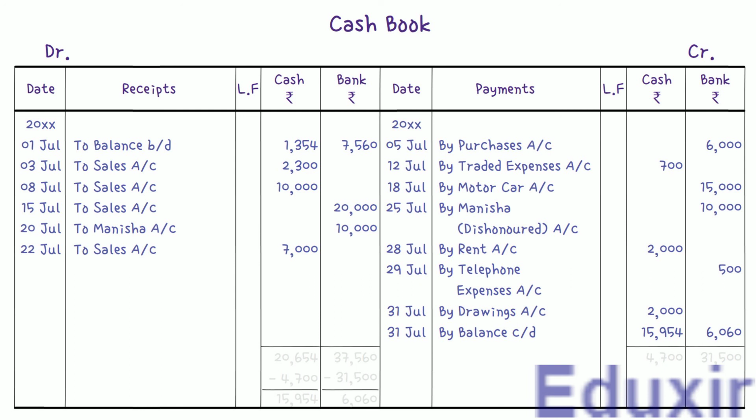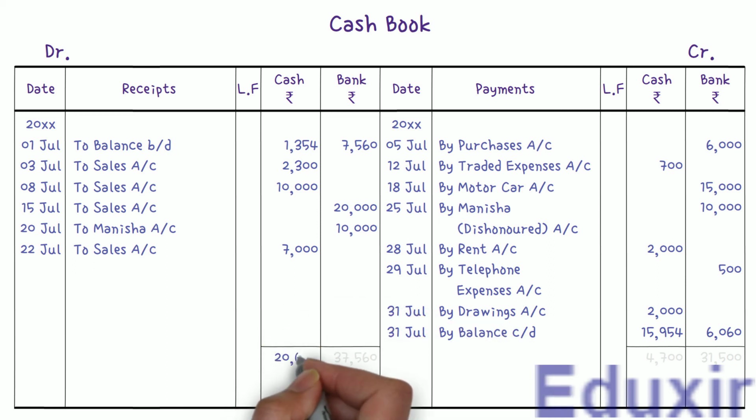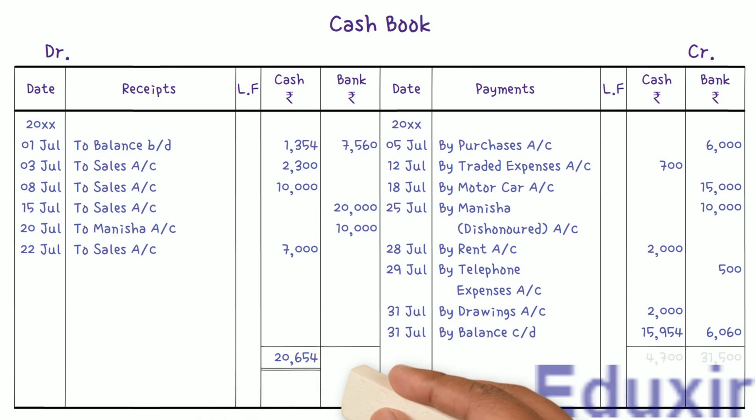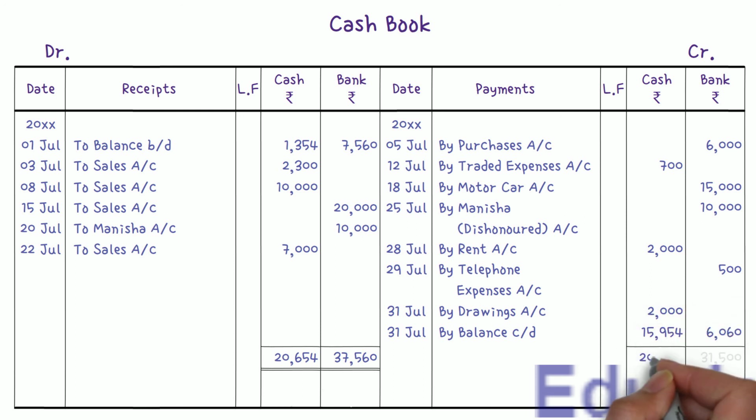Now, if you total, as we have already done, the total of all the receipts on the debit side under the cash column will be 20,654 rupees. And the total of all the receipts on the debit side under the bank column will be 37,560 rupees. Similarly, the total of all the payments on the credit side under the cash column will be 20,654 rupees. And the total of all the payments on the credit side under the bank column will be 37,560 rupees. So the cash book is balanced.